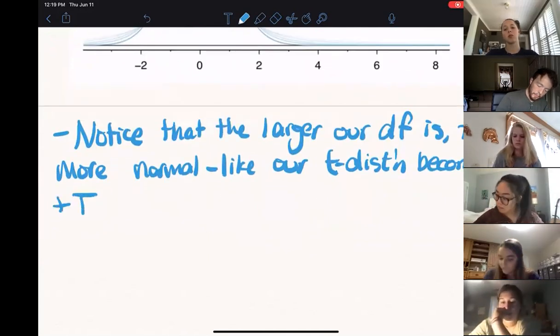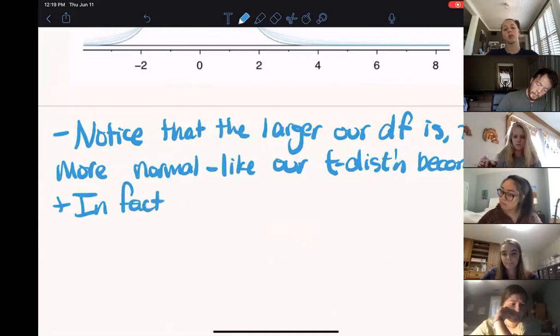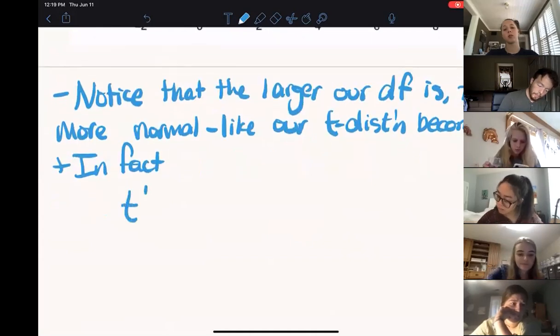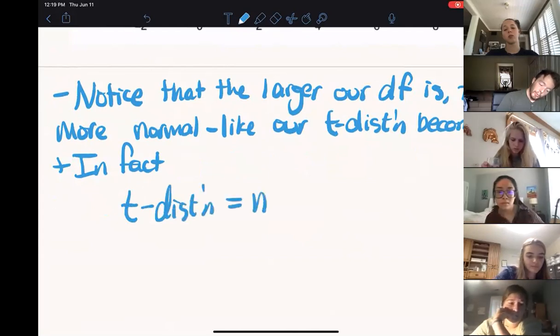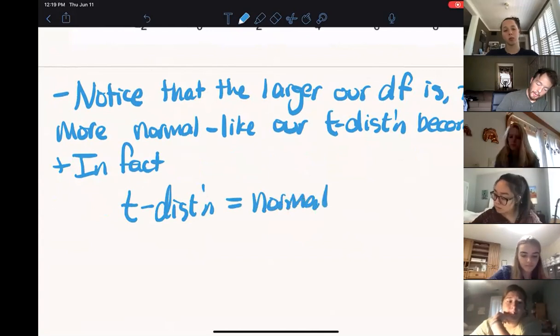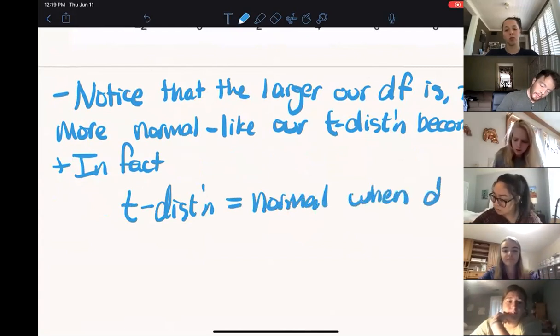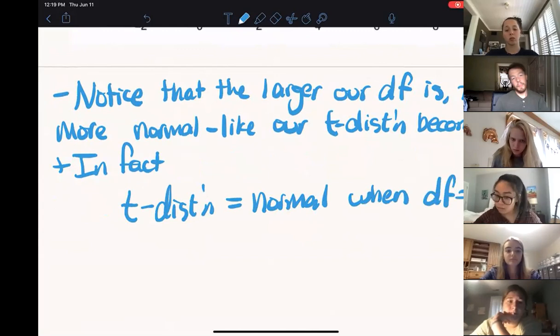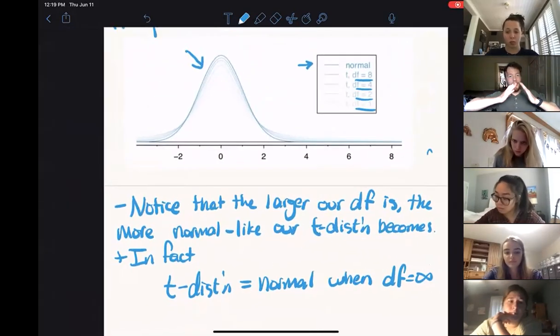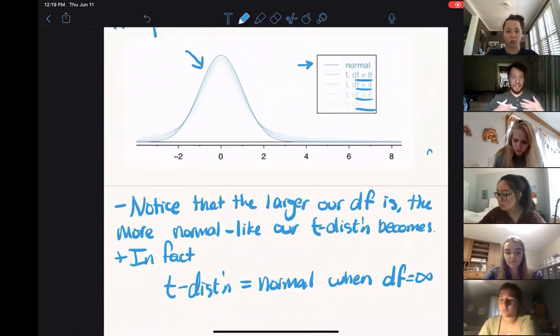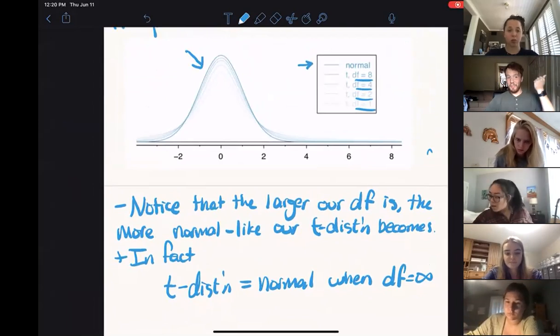And in fact, the t distribution is actually equal to the normal distribution. They are the exact same when we set that degrees of freedom parameter equal to infinity. So if we were to set degrees of freedom all the way to infinity, it actually is just a normal distribution. So what we're seeing in this picture, that for smaller degrees of freedom it's less normal, and for more degrees of freedom it's more normal, is exactly the case. If you get more and more degrees of freedom, you're just going to have a normal.